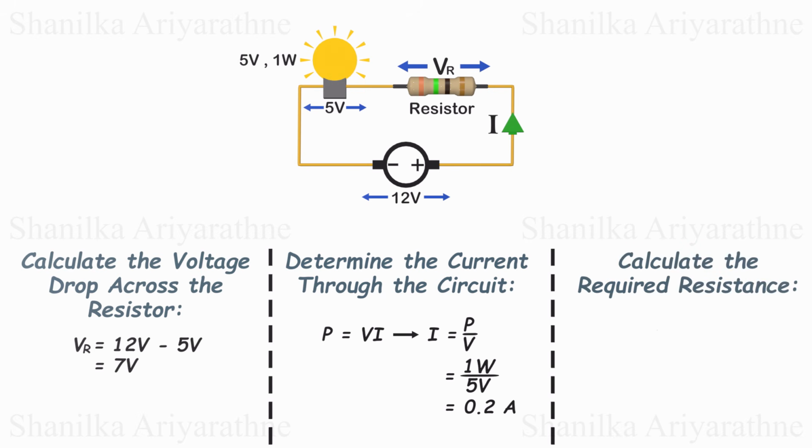Finally, calculate the required resistance. Using Ohm's law, you can calculate the resistance needed to drop 7 volt at 0.2 amperes. So you would need a 35 ohm resistor in series with the light bulb to safely reduce the voltage to 5 volt.